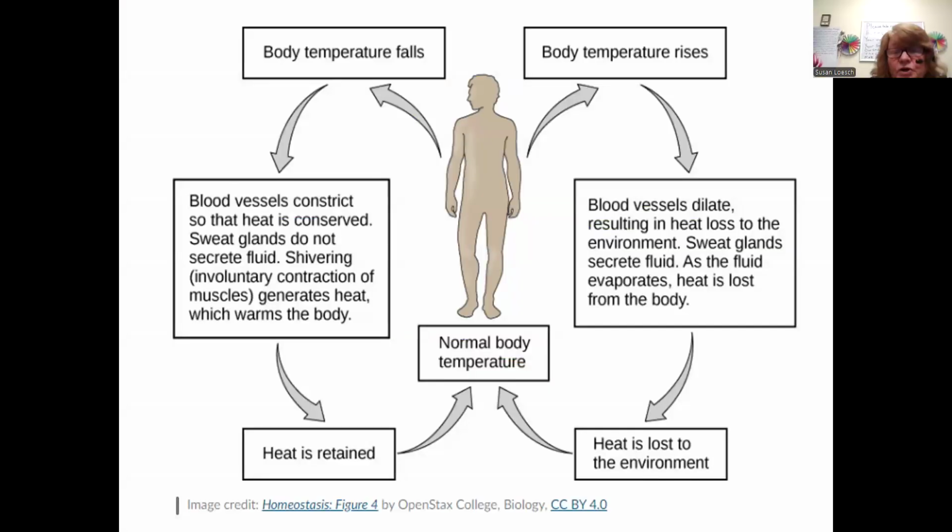So your body really works off of a lot of negative feedback loops as well. Like, for instance, if your body temperature starts to rise, okay? Your blood vessels will dilate. That's going to cause you to lose heat. Your sweat glands will start to produce fluid. The fluid will evaporate, and that will cause the heat to be lost from the body.